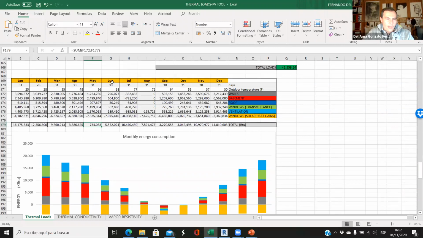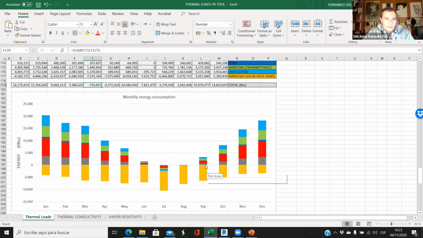In the rest of the months, the summer months, June, July, August, we might need cooling, and in September, if we design good windows, we don't need anything. So in May and September, we don't need any systems. Here we need cooling, because everything is below zero. That means we have negative loads, which means cooling. And as of October, November, and December, we need a heating system again. But looking at this, we can understand what we need.